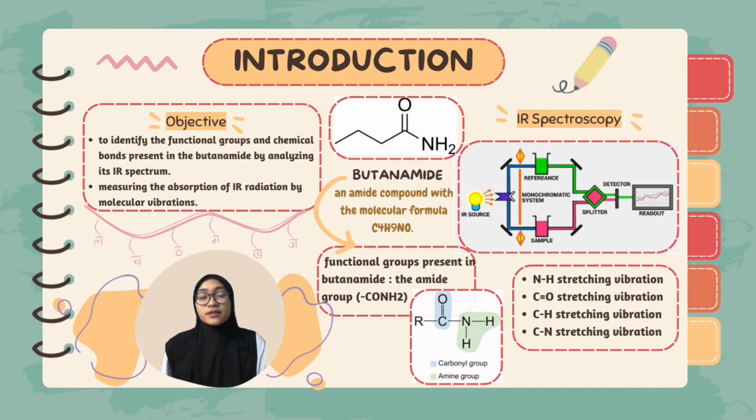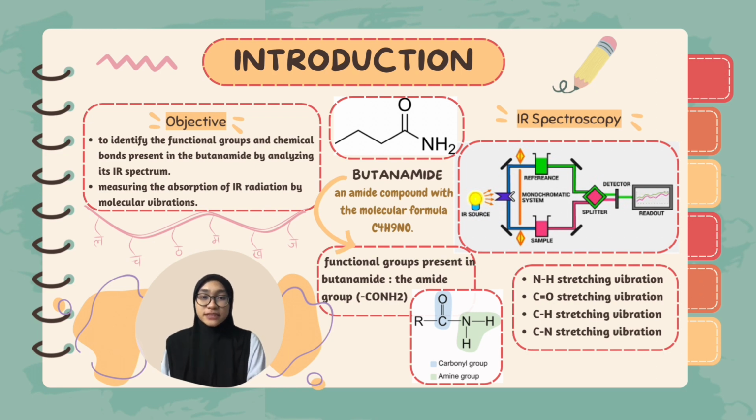In the IR spectrum of butyramide, characteristic peaks can be observed at specific frequencies or wavelengths, which correspond to specific vibrational modes of the molecule. These peaks can be used to identify the functional groups in butyramide, such as the amide group, CO and NH2.